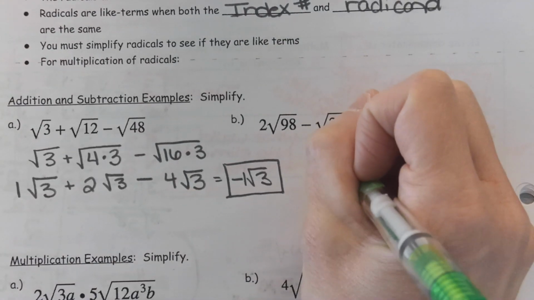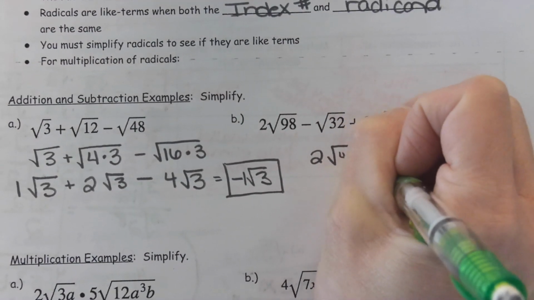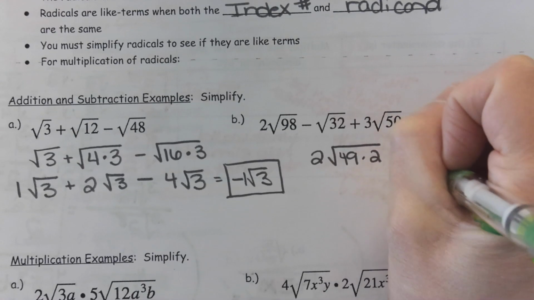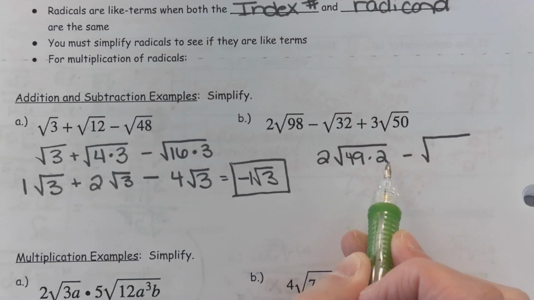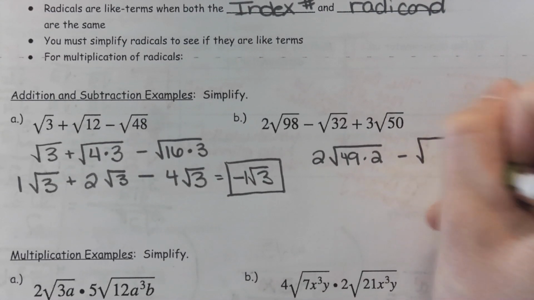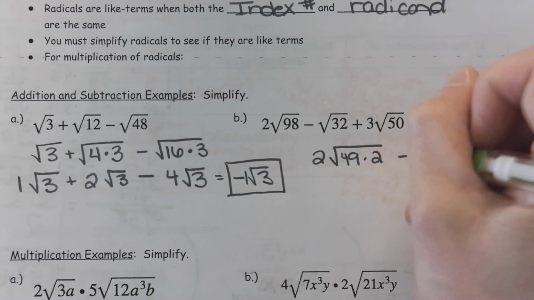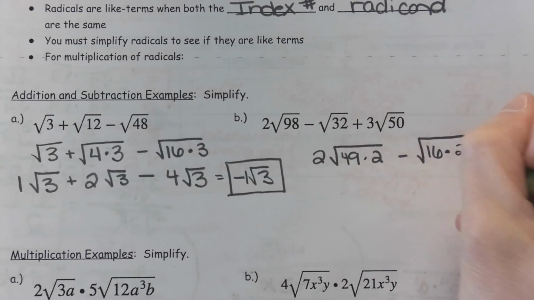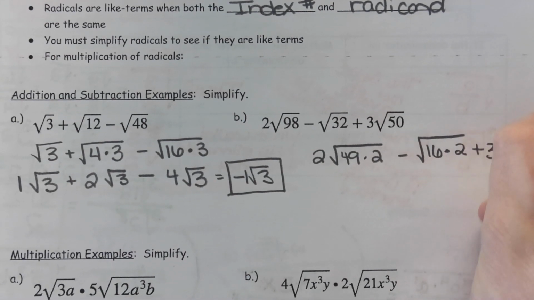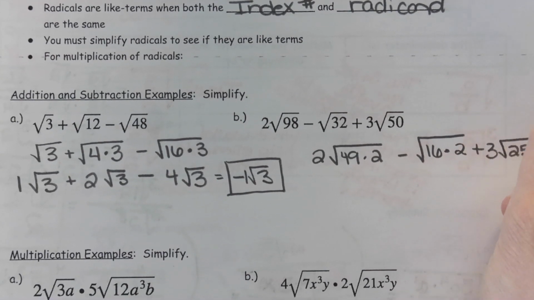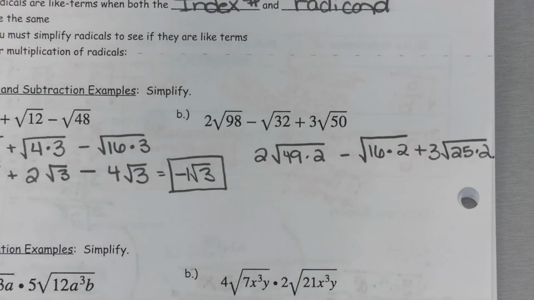So this is going to be 49 times 2 minus. Now, I'm going to kind of cheat off this answer. Do you see how there was a 2 under the root? And that's going to have to stay. So that means there's going to be a 2 under this one too. So that means this one has to be 16. Plus 3, 25 times 2. So let's say 98, that was actually the trickiest one for me to come up with.